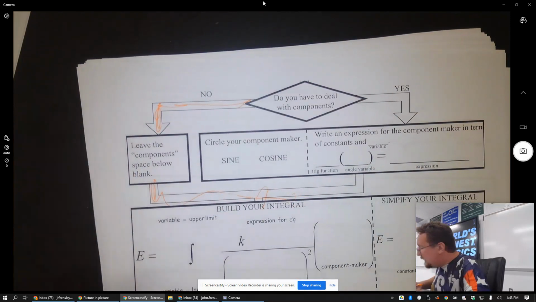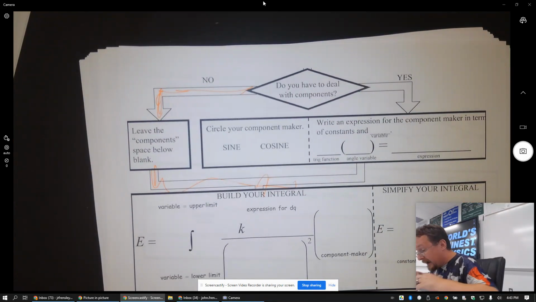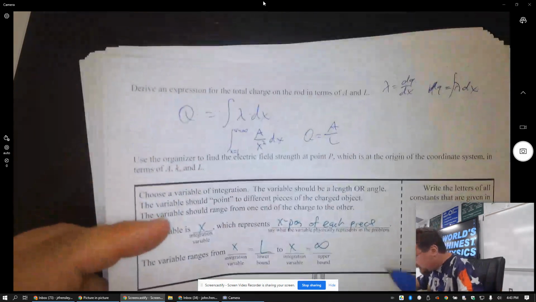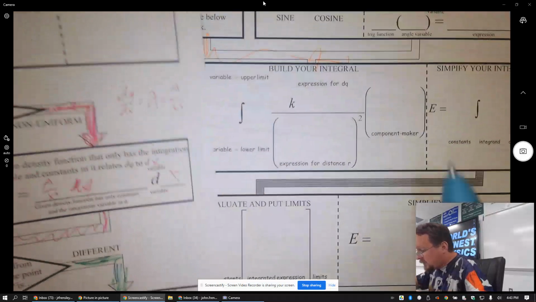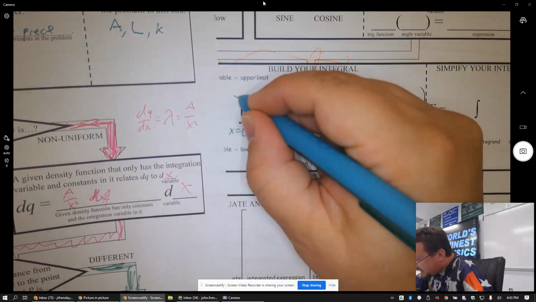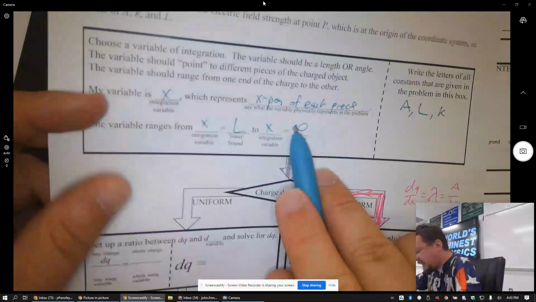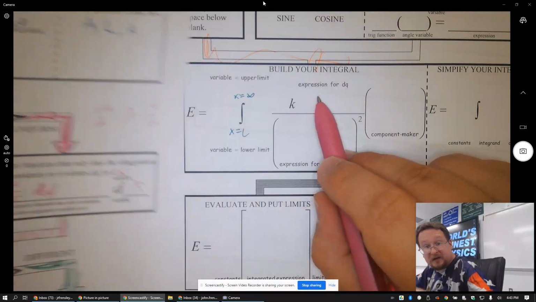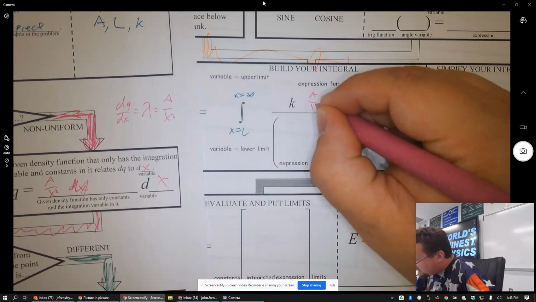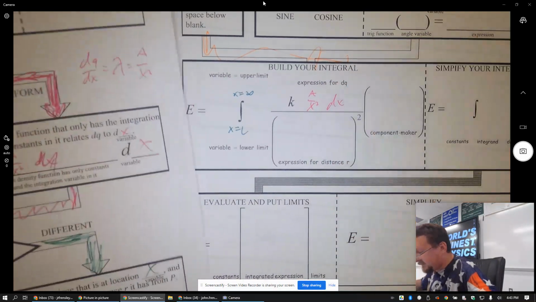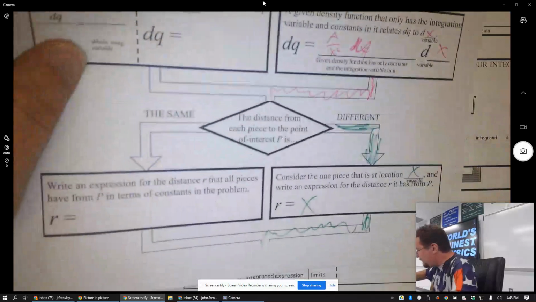Okay, so what have I got now? I'm building my integral. So you see how the whole flow chart works. You're building the integral, from x equals L to x equals infinity. Okay, next piece is the density. That's the expression for dq, that came from right here, A over x squared dx. Okay, no need for a component maker.